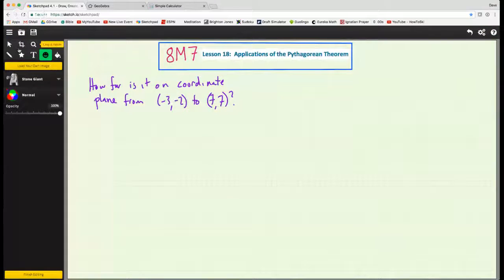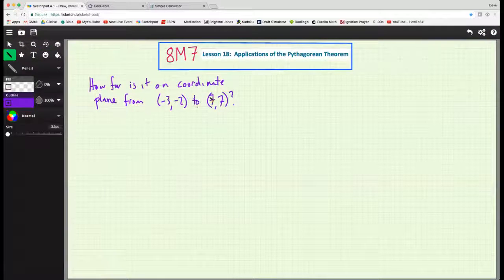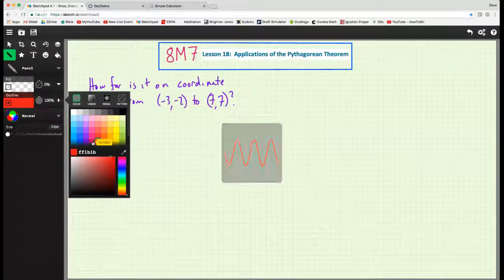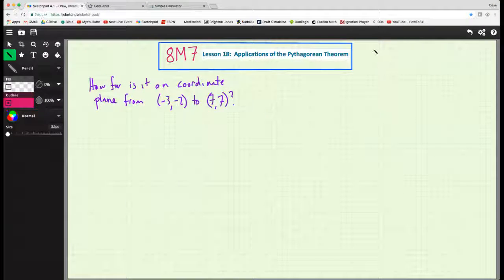Now, let's go. This is a reminder from the last lesson. How far is it on the coordinate plane from -3, -2 to 7, 7? So what you're going to need to do is draw this on the coordinate plane and then answer. So I want you to pause, draw, think, remember, and solve.